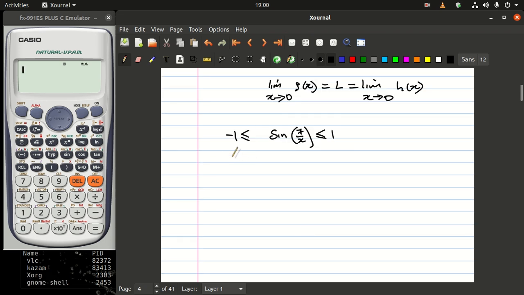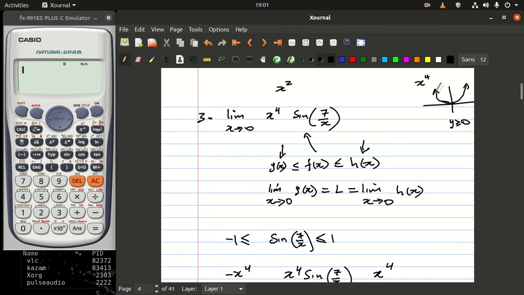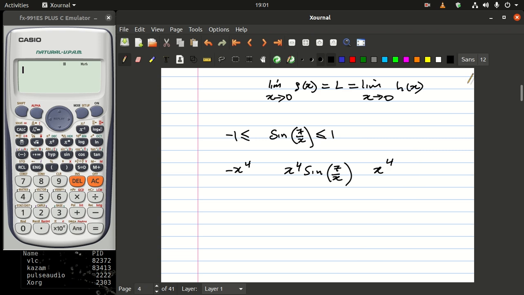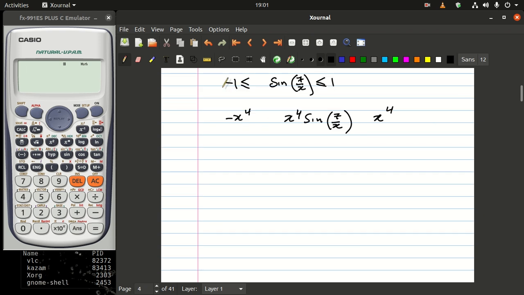So when I'm multiplying throughout, I'm multiplying this by x to the power 4, I'll get minus x to the power 4, and then multiplying this whole thing, I'll get x to the power 4 times sine of 7 over x, and I'm multiplying this, I'll end up getting x to the power 4. X to the power 4, looking into this function here, is always going to give you positive values. Therefore, multiplying throughout is not going to change this inequality here, because x to the power 4 is always positive. So the inequality directions are preserved.